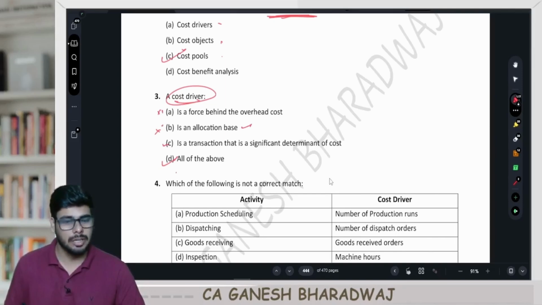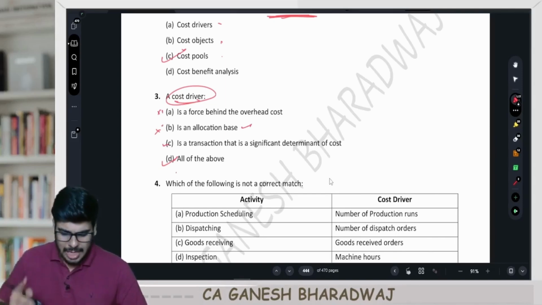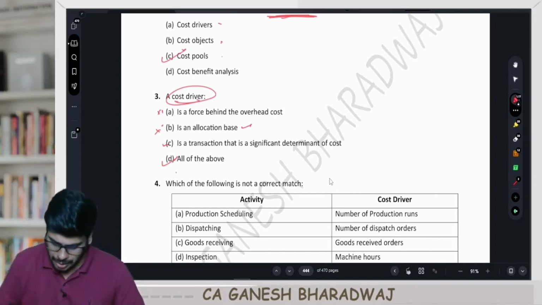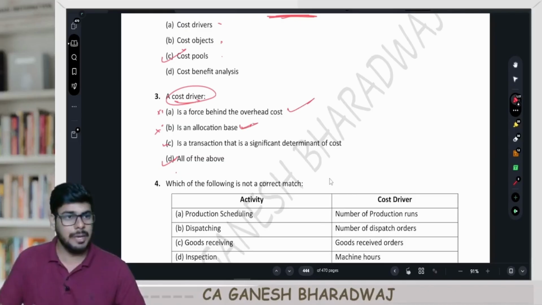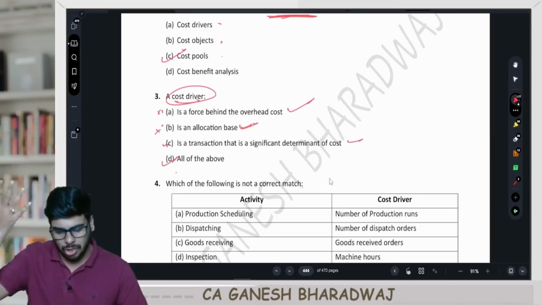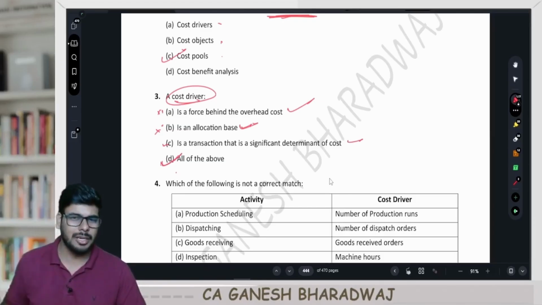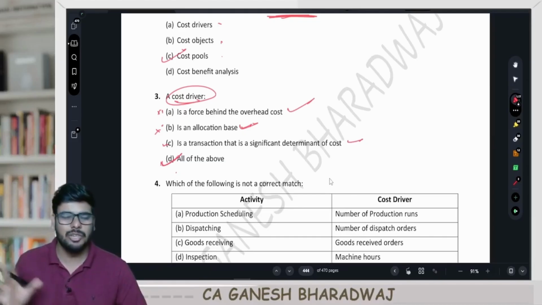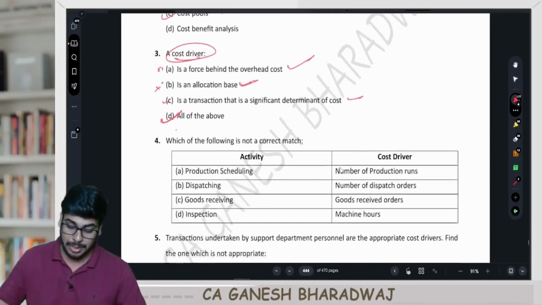Obviously the cost driver is the force behind an overhead cost. Is this statement correct? Yes. Is that an allocation base? Yes, cost driver is an allocation base. That is base quantity only. It is a transaction that is a significant determinant of cost. Because of this only you are able to determine your cost. Absolutely, all of the above only. Clear with this? Logically think, guys. Do not go by any bookish definition. It will not work out. Only logic and concepts will help you out in this subject.